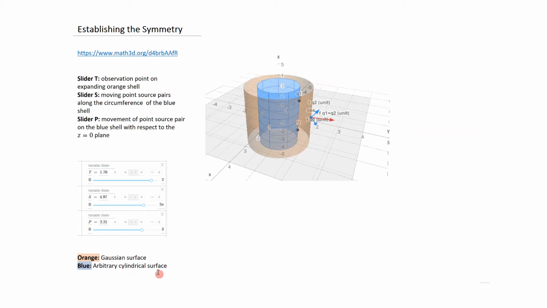And the blue is just an arbitrary cylindrical surface. This could be a volume, and we're just taking one slice out and taking 2 point sources and basically creating this vector field showing that the field can only be radial. We could take another blue shell, a smaller diameter, and we end up with basically the same picture. Conclusion: the field only has a radial component, and its magnitude depends only on the radius, that is, how far out this orange shell is with respect to the axis of symmetry.